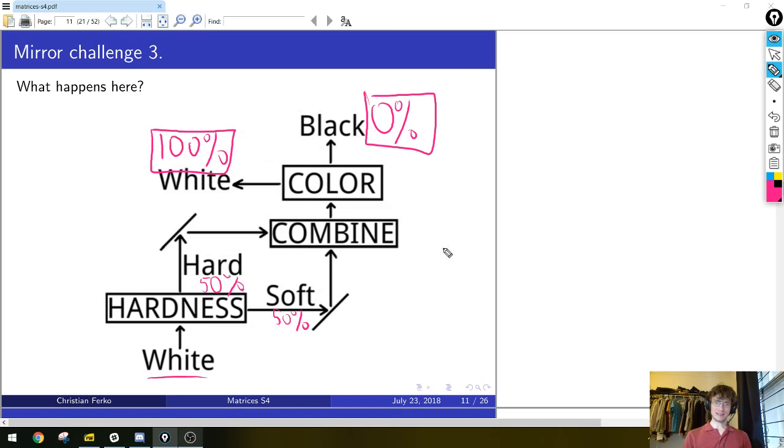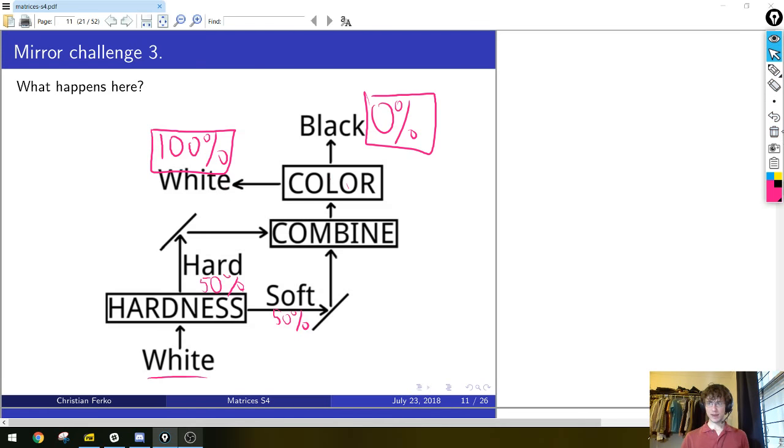So I'd like to dig in the next slide and see a few extensions or modifications to this experiment, but keep this setup in your head. We start with white, we split by hardness, you recombine the hard and soft streams, and then measure the color of the output, and they are all white.